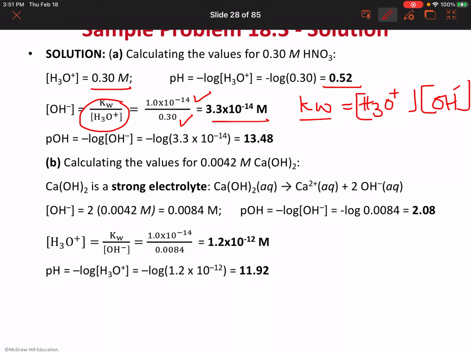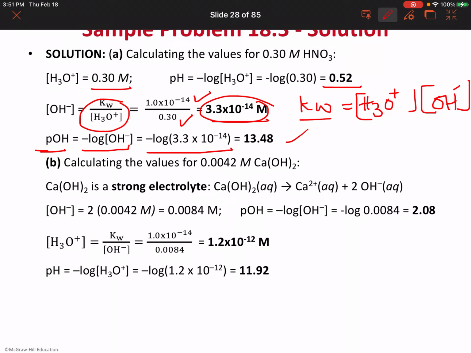And then from that we can find out pOH. pOH is going to be negative log of hydroxide. Hydroxide is this amount, negative log of 3.3 times 10 to the negative 14, which is 13.48. Okay, so put this into your calculator and do your own calculations to make sure that you get these values. So the next one, you are given 0.0042 molar calcium hydroxide.